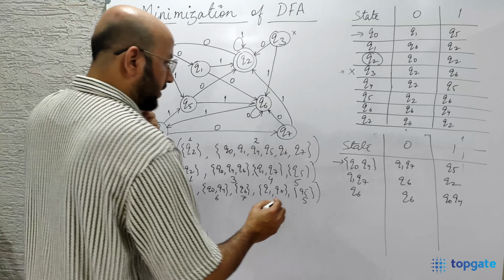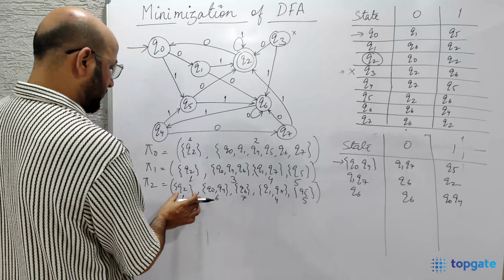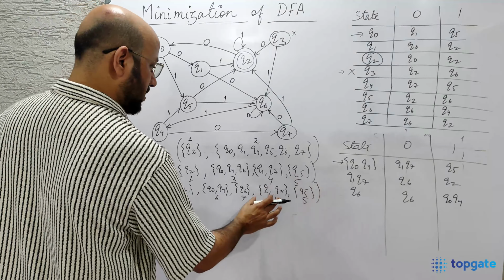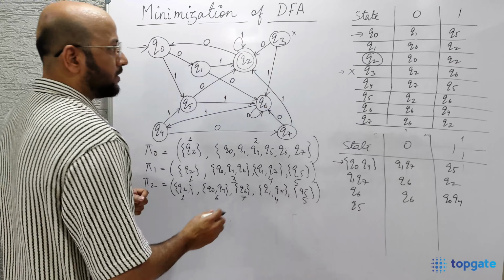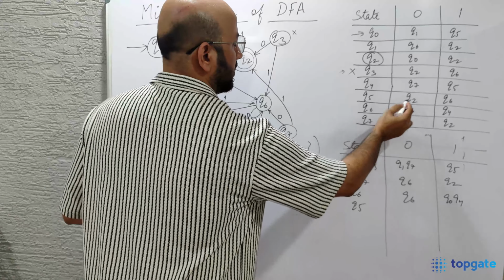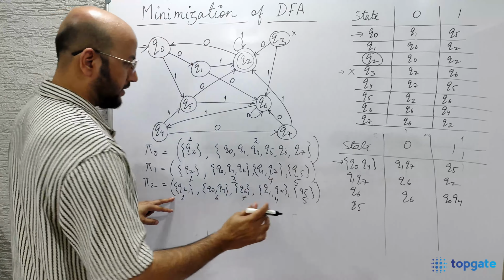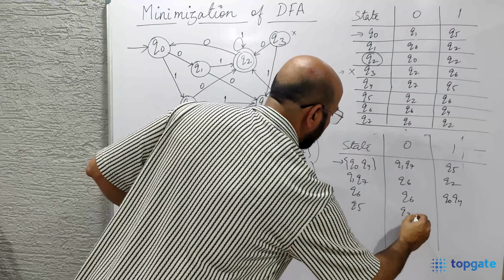Done. Next one I'll take, say, which one is left? Q6 is done, this one is done. I'll take Q5. Q5, see, I'm getting Q2. So Q2 is available. I'll simply write Q2 here. And for Q5 with 1, I'm getting Q6. Q6 is available here. So I'll simply write Q6 here.